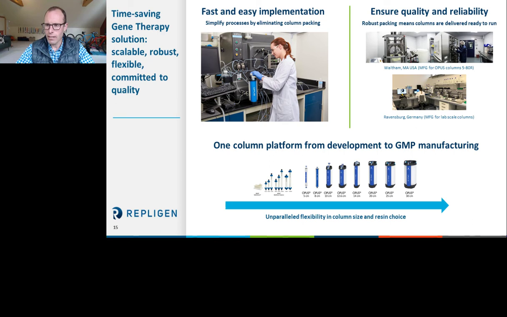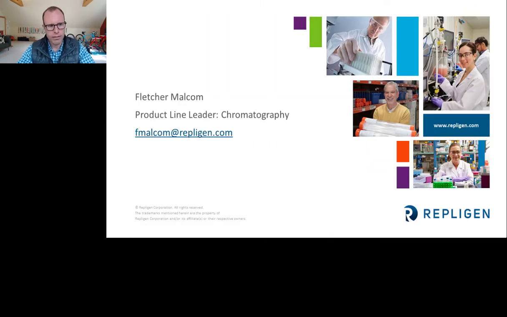And then ensuring the quality and reliability is a key part of what we do. Our state facilities in Waltham, Massachusetts, and in Ravensburg, Germany, for packing columns ensure that columns will arrive ready to use and make your job easy when you're thinking about developing processes from early stage to late, or hopefully late stage, and being able to use one consistent column packing platform throughout the lifetime of that molecule. So thank you very much, and I will take any questions.